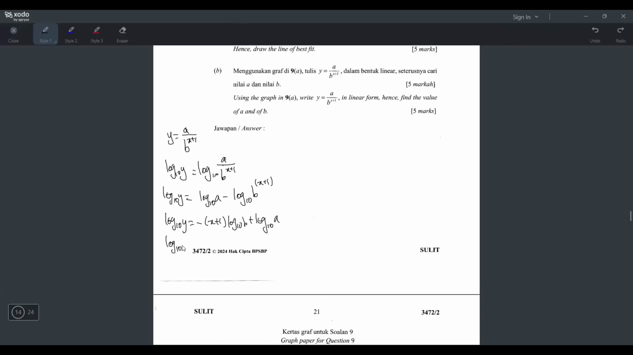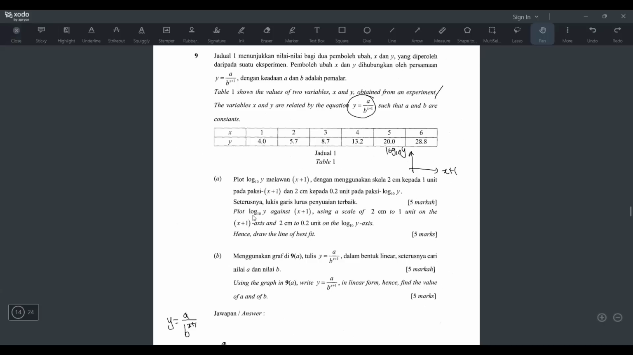So the y-axis sudah ngam already, log 10y, but you have to write mx plus c, right? So the x-axis is x plus 1. So can you tell me apa maksud ini? It means negative times x plus 1 times log b, right? So I can write it differently. I can write it negative times log b and then times with x plus 1 and then plus log a. And why I write like this is because I want it to be y equals mx plus c. So you can see your y-axis is log y and your x-axis is x plus 1, sudah sama dengan apa yang dia mau. Log y against x plus 1.